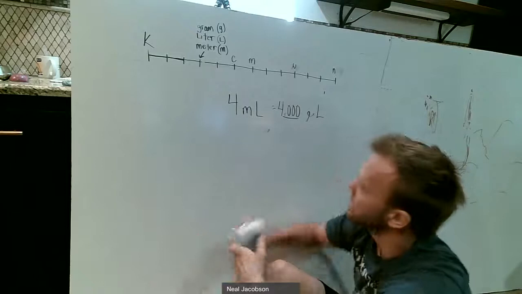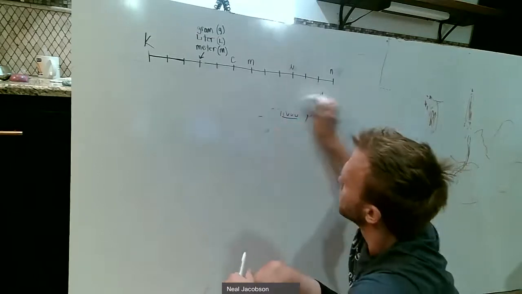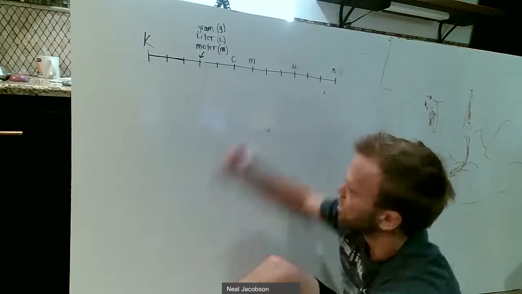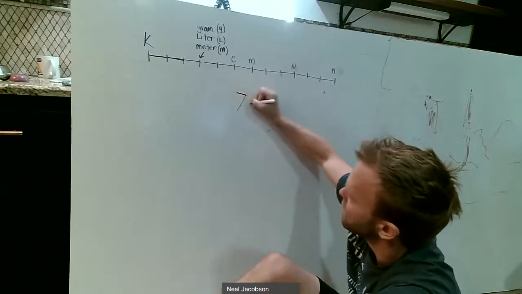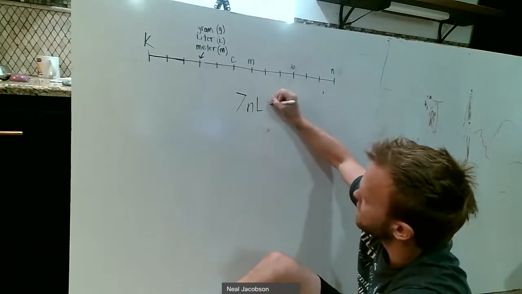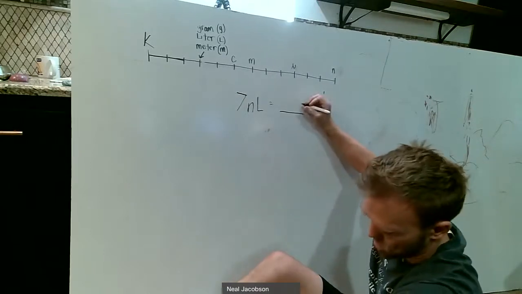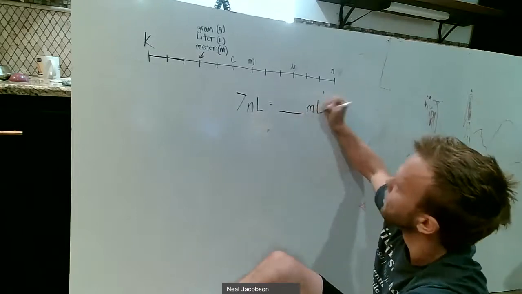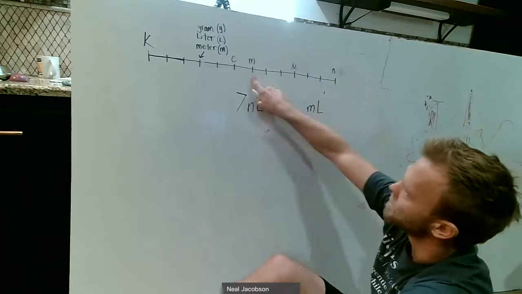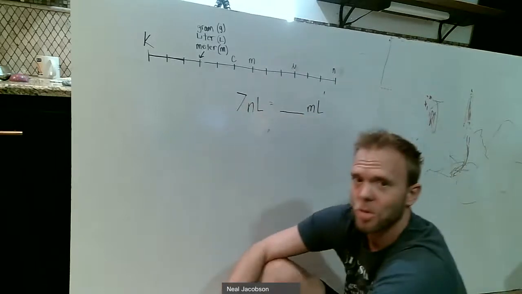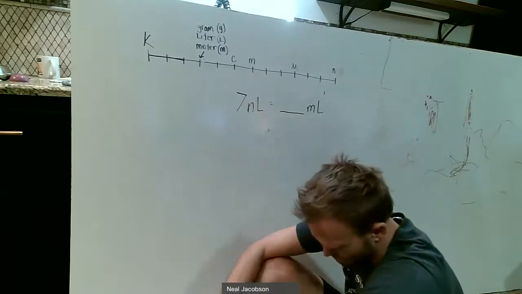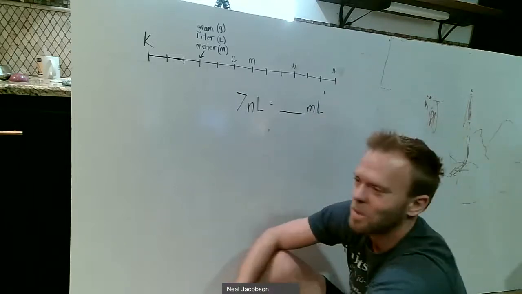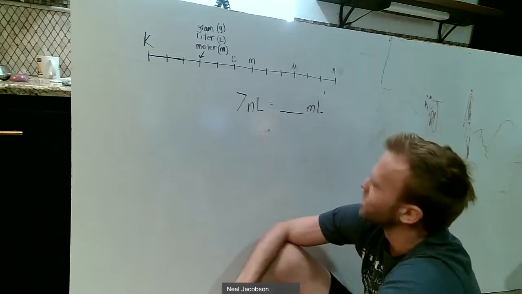Okay. Let's see the next one. We'll go nanoliters to milliliters. And if you want to pause them and do them on your own, that's fine too. No big deal. So we'll go 7 nanoliters is equal to milliliters. So I want to go from nano to milli. Well, shoot, you guys, that's a big jump. 7 nanometers is nothing. That's so minuscule. That's like a couple of water molecules.